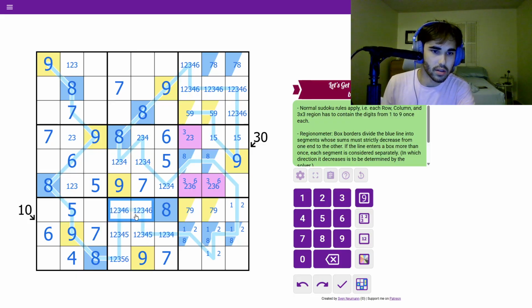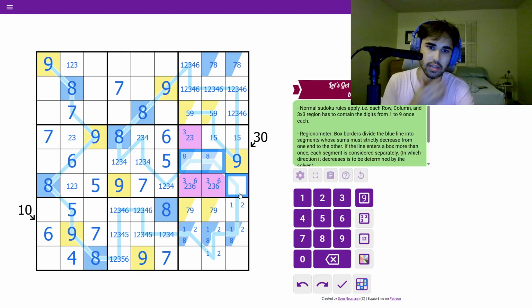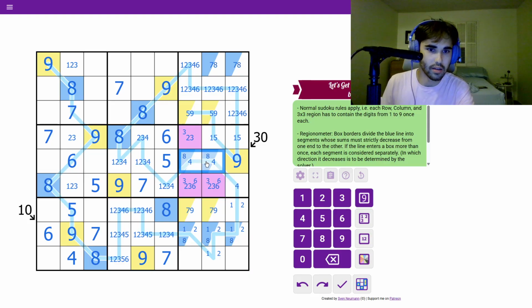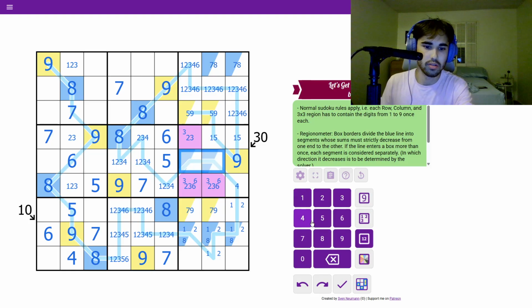So I don't know if 6 is restricted enough. We do know this one. This is 4, 8. That's 12, and then 7. So this did end up being a 7, 8 pair. Huh. That's interesting. 7, 8. So that is a 4.